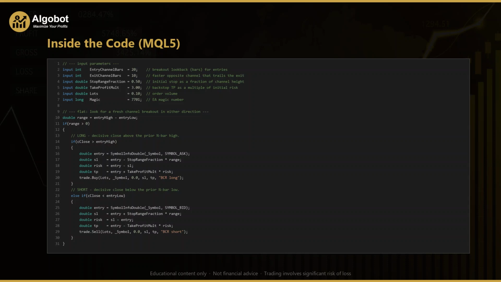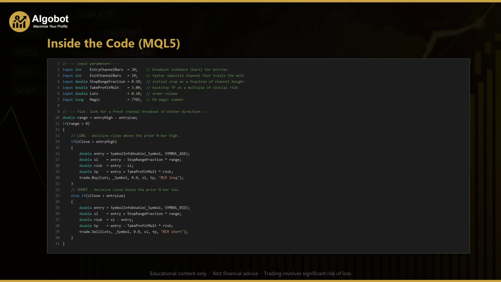Let's look at the actual MetaQuotes language code that runs inside MetaTrader 5, just as you'd see it in MetaEditor. At the top are the input parameters. EntryChannelBars, defaulting to 20, sets how many bars back the breakout high and low are measured. A larger value means a slower, more selective channel, while a smaller value reacts to shorter-term breaks. ExitChannelBars, defaulting to 10, controls the faster trailing channel. The smaller it is, the tighter the exit hugs price.